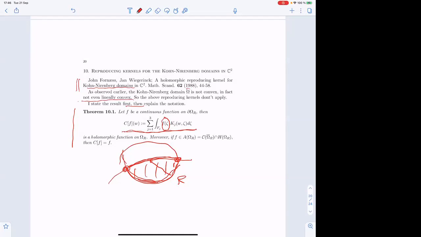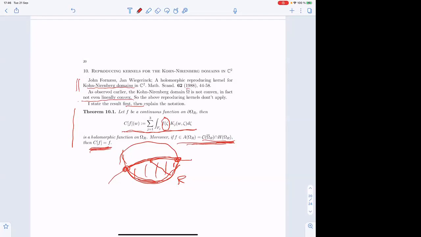And you have a holomorphic continuous function on the boundary, and it's holomorphic in W. So the integral becomes holomorphic on the domain. And if you happen to start with something which is holomorphic, if F happens to be holomorphic inside and continuous on the closure, then it reproduces the function. You get the function back. So that's why it's a holomorphic reproducing kernel.